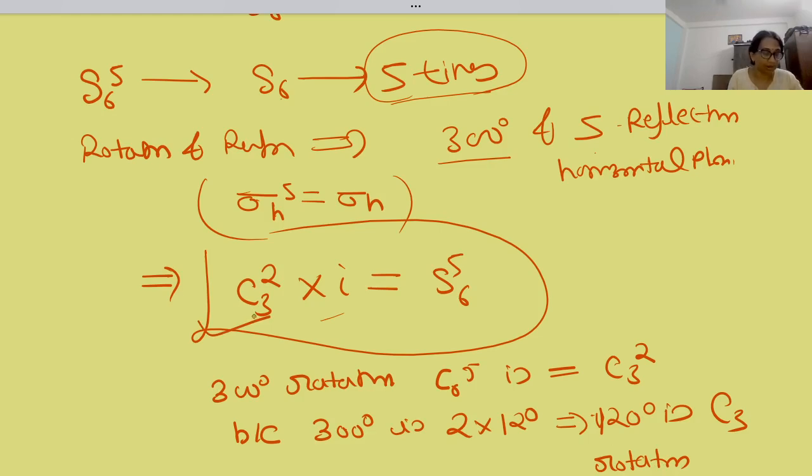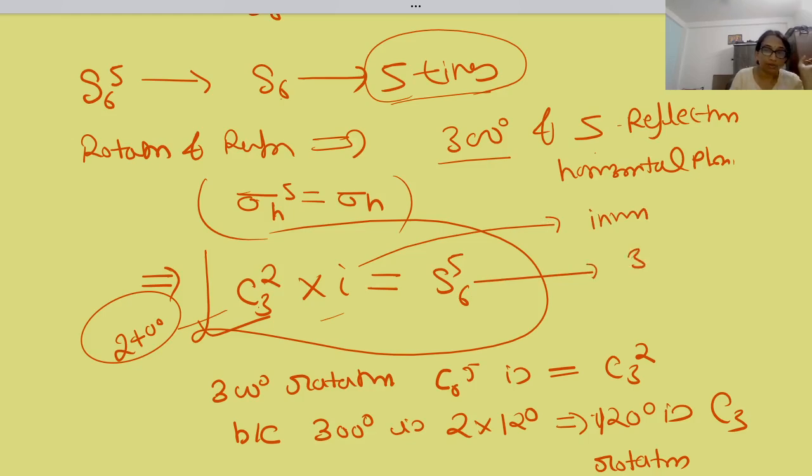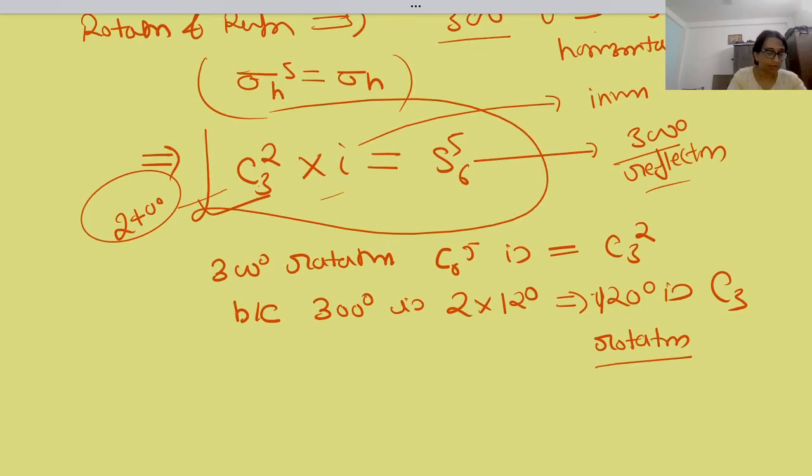Now, what is the meaning of C3^2? It means rotation by 240 degrees about the principal axis. What is the meaning of i? Inversion through the center. And S6^5 means rotation by 300 degrees followed by the horizontal reflection. On the basis of this concept, C3^2 i is equal to S6^5, a standard identity.